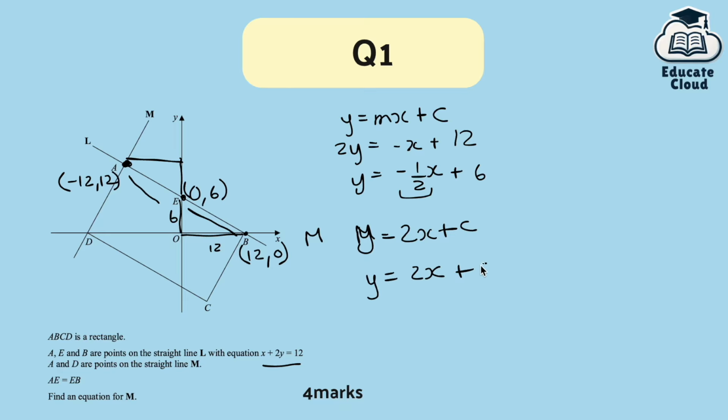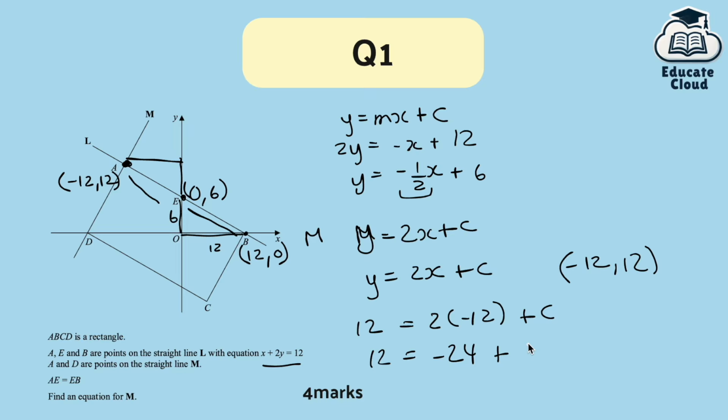So we know y equals 2x plus c. We're going to sub in the coordinates (minus 12, 12). So y is equal to 12, x is equal to minus 12, so 2 times minus 12 plus c, which is minus 24 plus c. So c is going to be 36. So my equation for line M is y is equal to 2x plus 36.